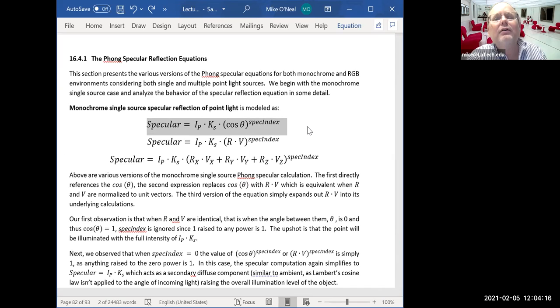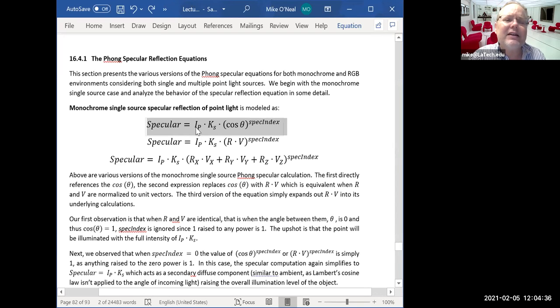So we have Kd, it's the general color, right? Kd red, Kd green, Kd blue. But we also have the constant of specular reflectivity. How brightly does it reflect incoming light?